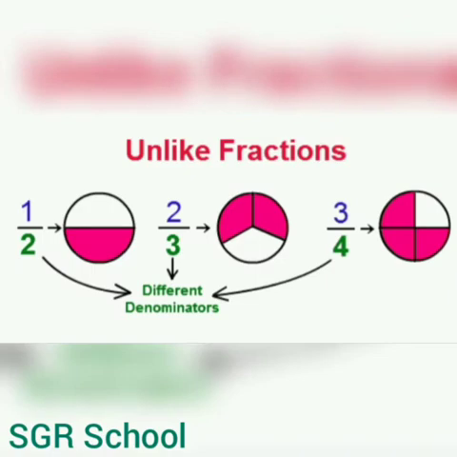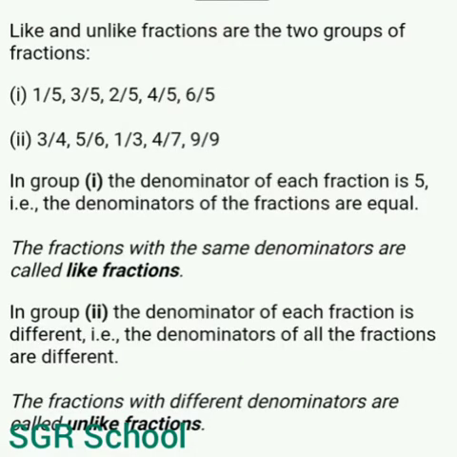Here is an example of unlike fractions. The first fraction is 1 by 2, the denominator is 2, in the second fraction the denominator is 3, and in the third fraction the denominator is 4. As we can see, all three denominators are different, so these are unlike fractions.